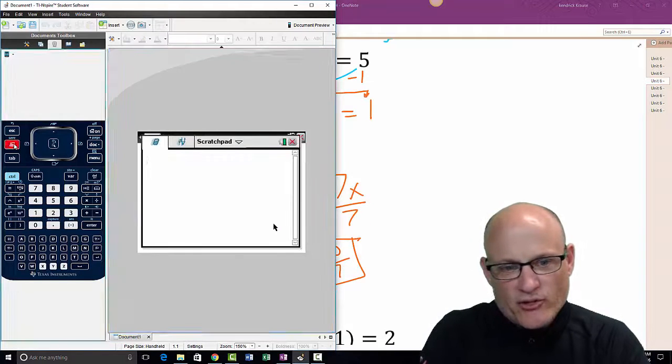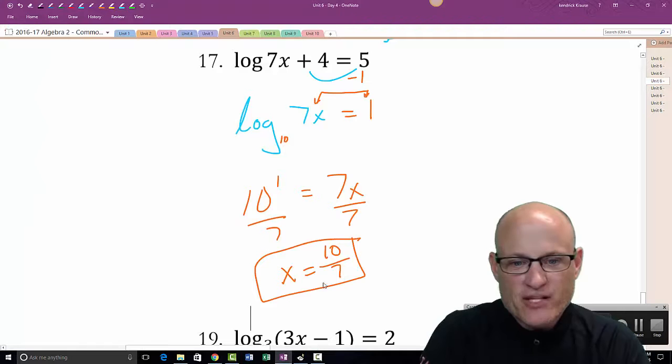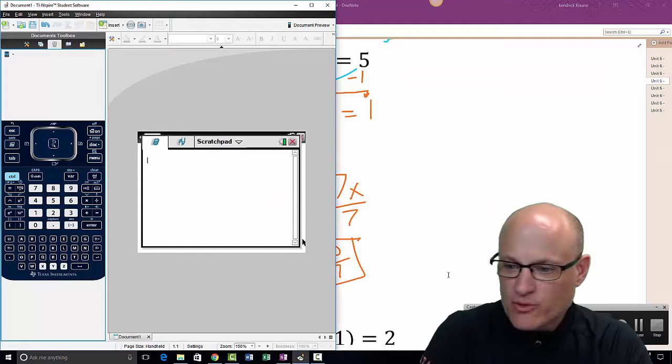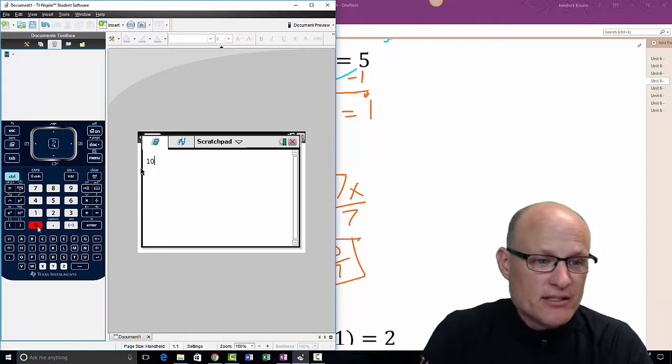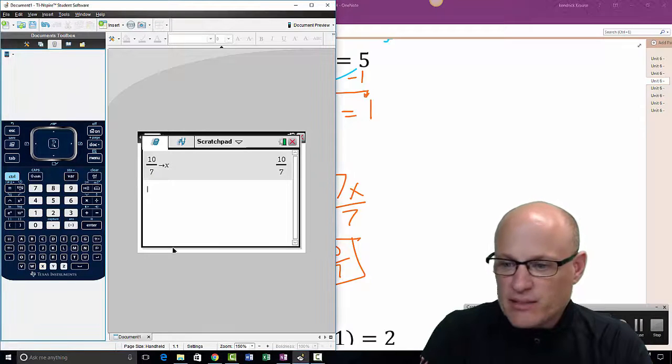So while I was on that 30-second break, I figured out how to get the calculator to work. So what we're going to do is check our answer, and then we'll just check this one. X is 10/7. So we're going to take 10/7 and store it into X. So I do 10 divided by 7, Control var X, and then I hit enter.